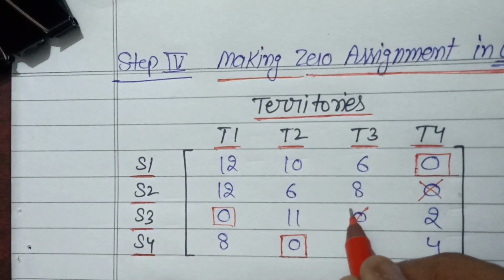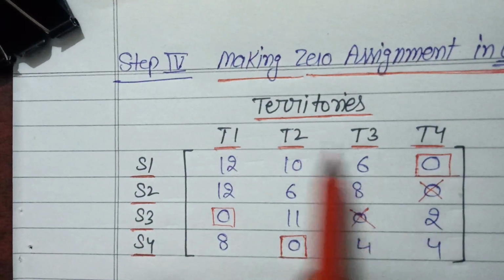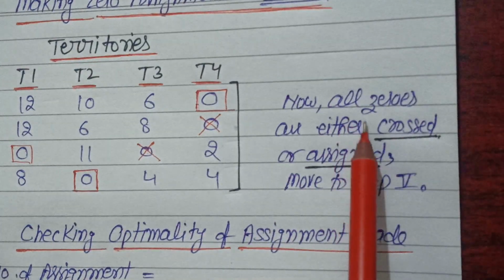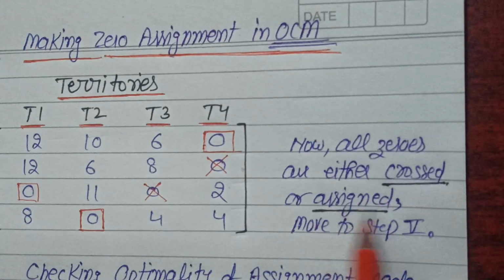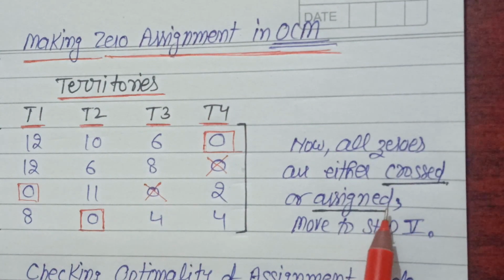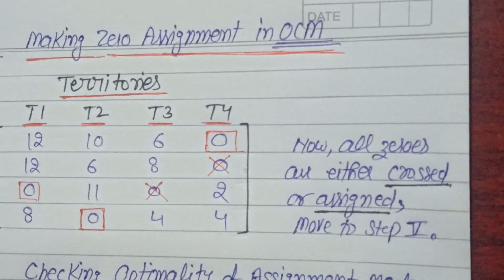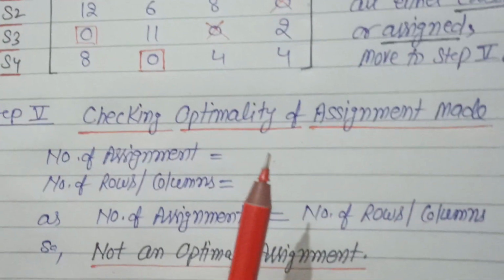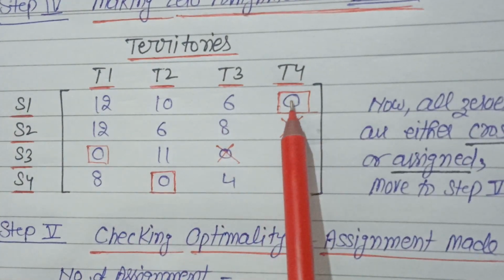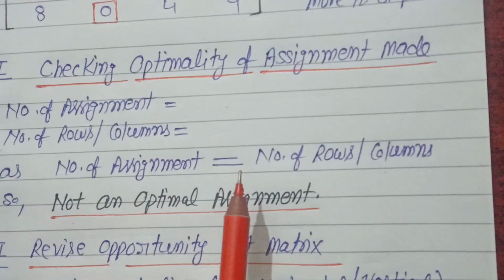So after crossing this 0, we have seen that either all zeros are crossed or assigned. So now we can move to the next step, that is checking the optimality of the assignment. So you will see that here the number of assignments made are 1, 2 and 3.